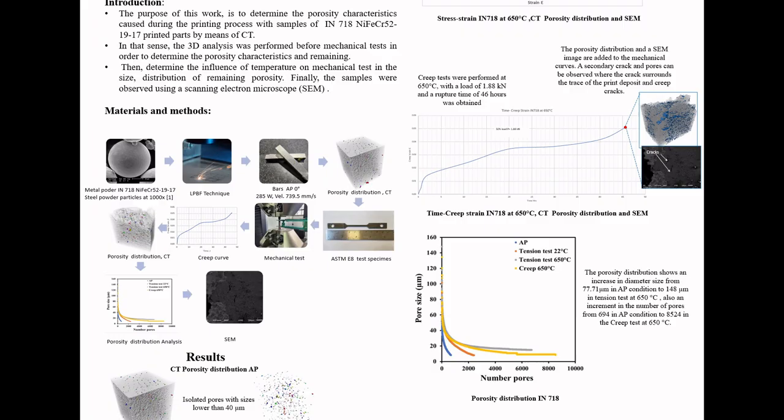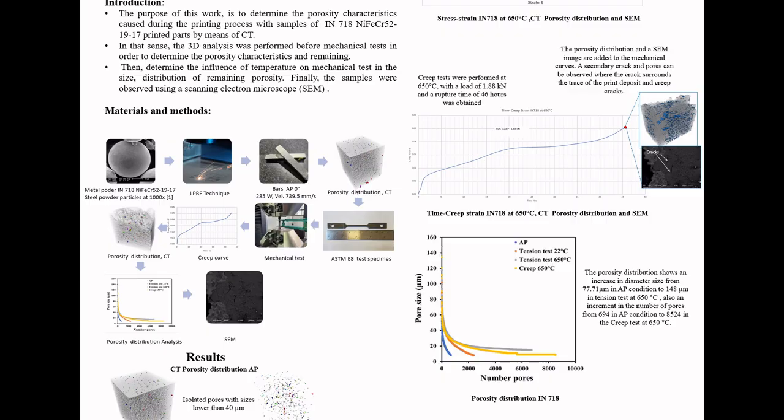Now, I would like to talk about the process. The superalloy Inconel 718 was chosen. The LPBF technique was used to obtain bars printed at 0 degrees with dimensions of 112 by 28 by 16 millimeters. From these printed bars, ASTM E8 specimens were manufactured with an EDM machine.